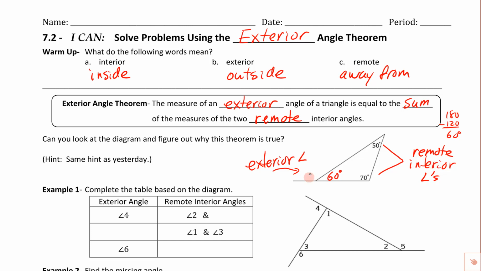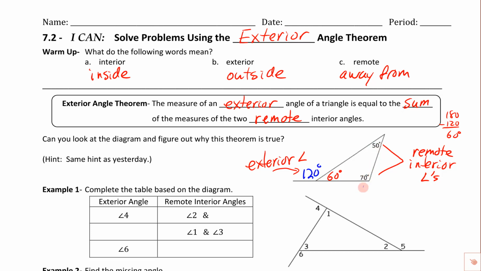So can we say anything about the measure of this angle right here? I'm going to change colors, and I'm going to remind you of the hint from yesterday that we used several times. This is a straight line, and there are 180 degrees in a straight line. So if 60 of those degrees are right here, how many degrees are left over here? Well, 180 altogether. I've already used 60 of them. That means this angle over here has to be 120 degrees. And where have we seen 120 degrees before?